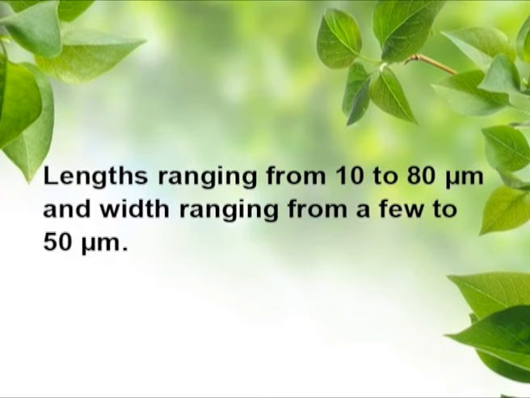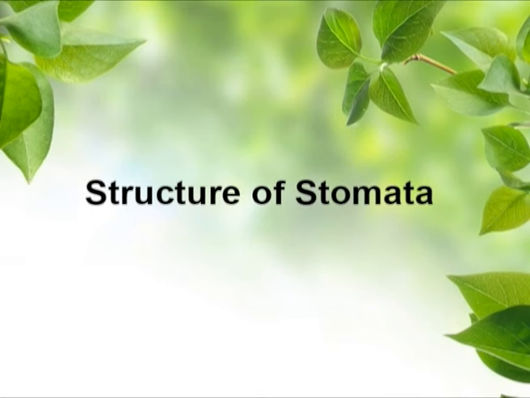Size of stomata varies across species, with end-to-end lengths ranging from 10 to 80 micrometers and width ranging from a few to 50 micrometers. It also varies between the underside and top side of the leaves. Stomata are found more on plant leaf surfaces under high light, lower atmospheric carbon dioxide concentrations and in moist environments.